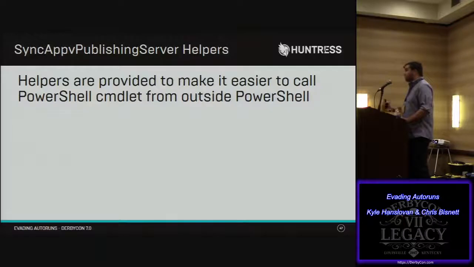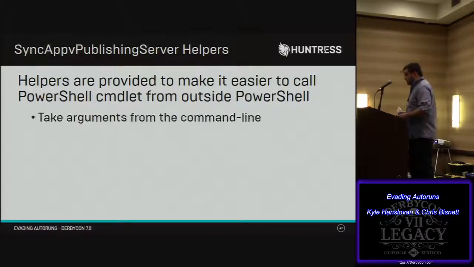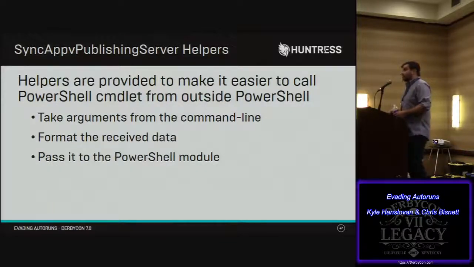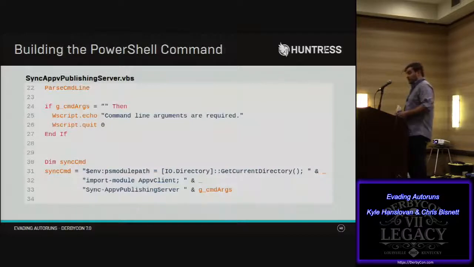So these are helpers, and the point of these helpers is to allow you to call this PowerShell cmdlet from places where you're not in PowerShell, right? Maybe I want to call it from the command line, maybe I want to execute it from a batch script, something like that. What these helpers do is build up that command and actually run PowerShell. They take arguments from the command line, format them, and pass them to the PowerShell module. And this is where it all goes wrong. So let's dig into this.